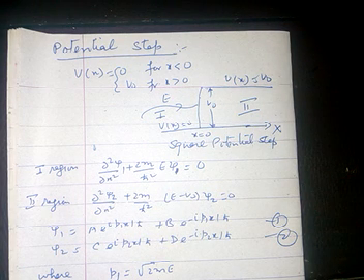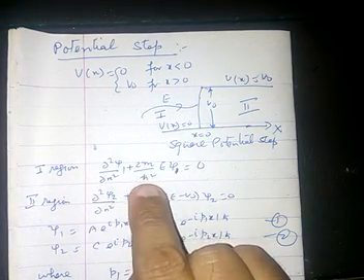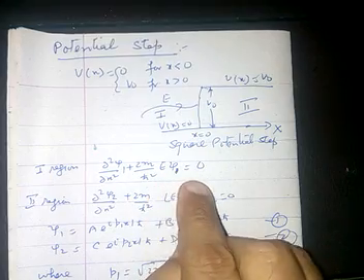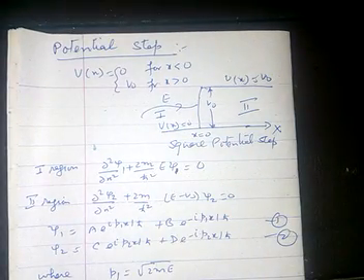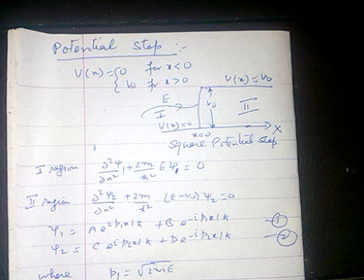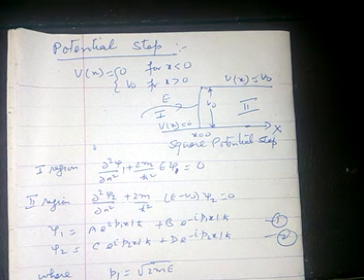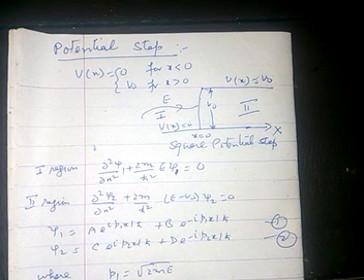The Schrodinger equation for the first region is given by d2 psi1 upon dx square plus 2m upon h cross square E psi1 equal to 0, since V is equal to 0 in this region. And the Schrodinger wave equation for the second region is d2 psi2 upon dx square plus 2m upon h cross square into (E minus V0) psi2 equal to 0.